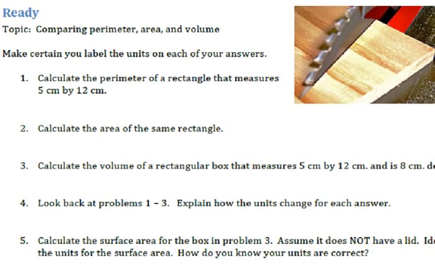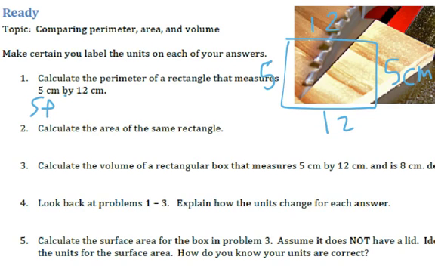Alright, so it says calculate the perimeter of a rectangle that measures 5 centimeters by 12 centimeters. So here's my rectangle. It's 5 centimeters by 12, which means this side is 5 and this side is 12. Perimeter, remember, you just add them up, so it's 5 plus 5 plus 12 plus 12. 12 and 12 is 24, 5 and 5 is 10, so 34 centimeters. That's the length around the perimeter, right? Perimeter just means length.